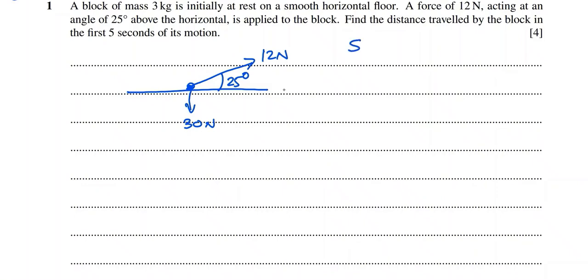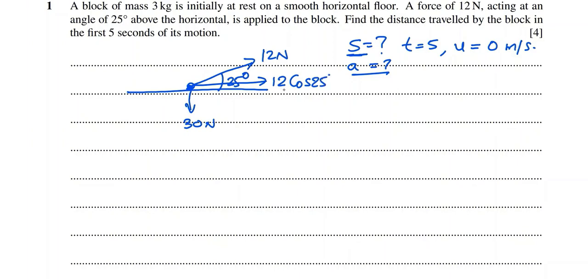So we want to know S. We know time is 5 seconds. U is 0 meters per second. So if we somehow find acceleration, we can find the distance also. To find acceleration, we should know the effective applied force in this direction, which will be 12 cos 25 degrees, because this angle is 25 degrees with the horizontal. And there will be 12 sine 25 degrees here.